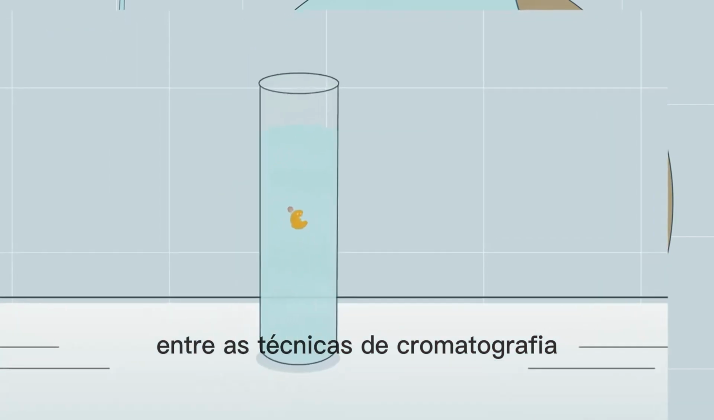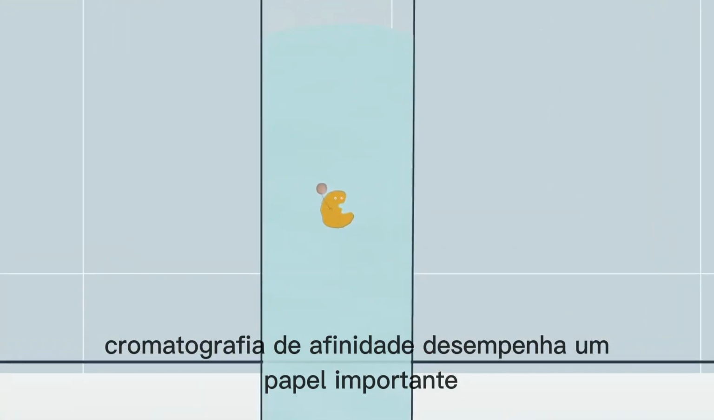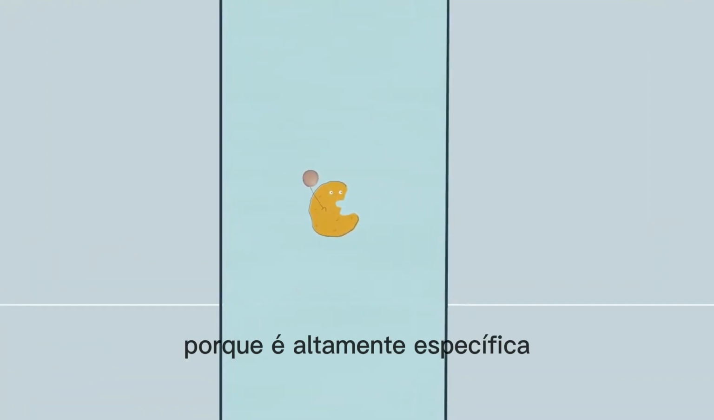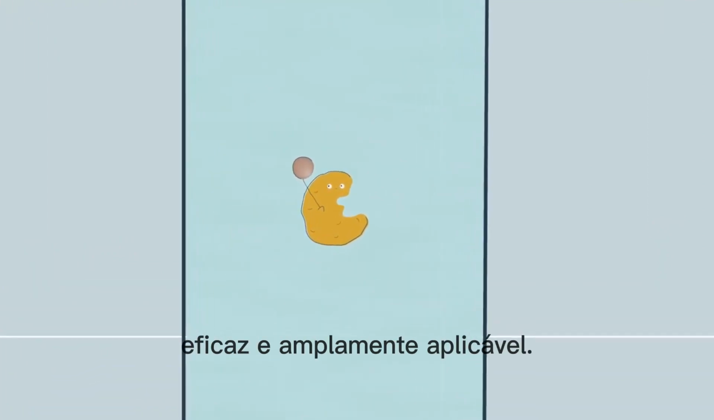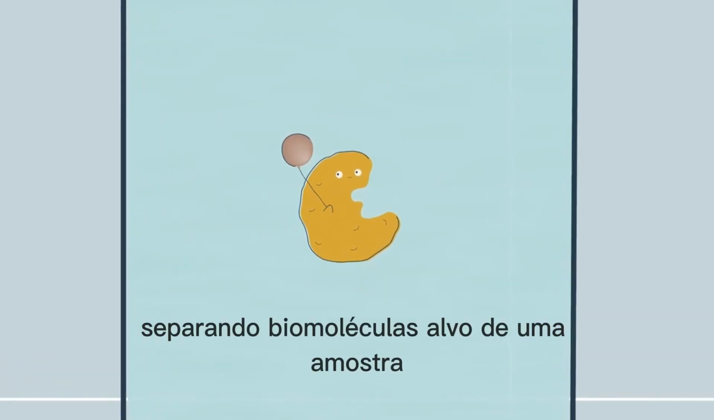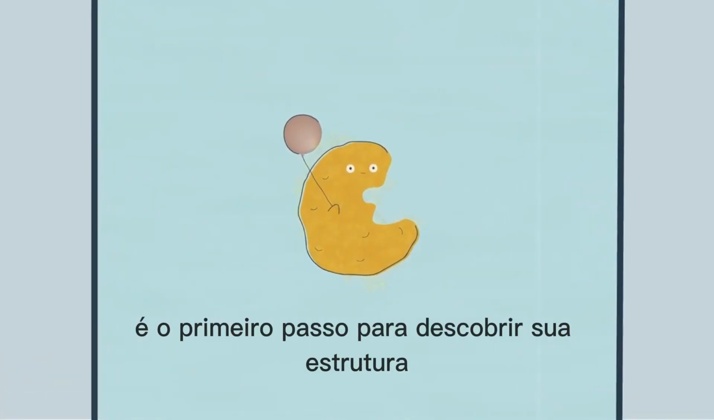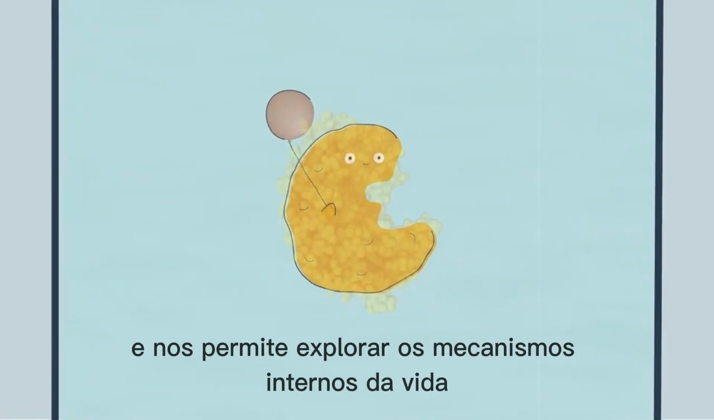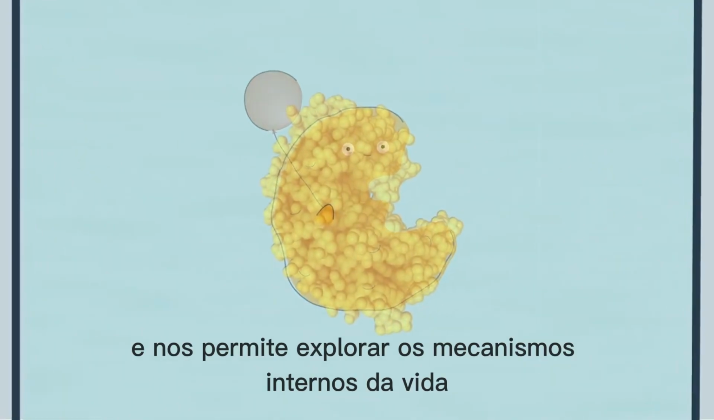Among the chromatography techniques, affinity chromatography plays a major role because it is highly specific, effective, and widely applicable. Separating target biomolecules from a sample is the first step of discovering their structure and functionality, and allows us to explore the inner mechanisms of life.